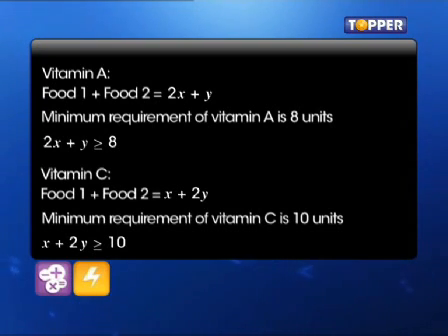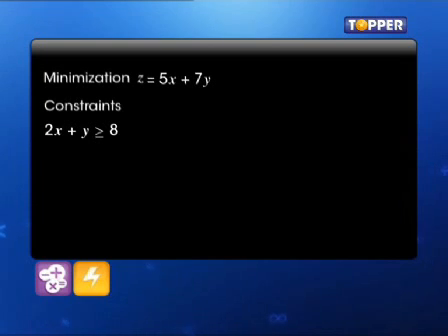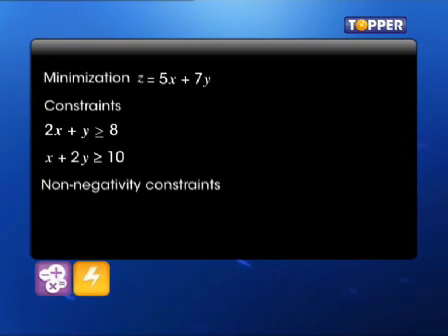We are now in a good position to state the LPP. Minimize. The emphasis is on minimizing. Z is equal to 5x plus 7y. Subject to the constraints, 2x plus y is greater than or equal to 8 and x plus 2y is greater than or equal to 10. We also have the non-negativity constraints, which are x greater than or equal to 0 and y greater than or equal to 0. Now let's take a look at another concrete problem.